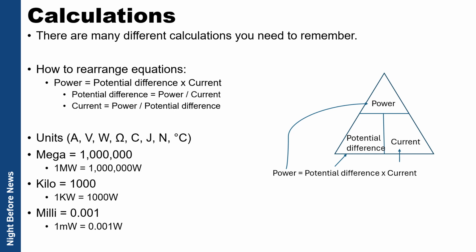And some prefixes to remember when it comes to these units. If it is mega, it is 1,000,000 times greater, so a megawatt would be 1,000,000 watts. If it is kilo, then it's 1,000 times greater, so 1 kilowatt would be 1,000 watts. And milli is actually the opposite way, so milli is 1,000 times smaller, so 0.001 of whatever it is you've got, so 1 milliwatt would be 0.001 watts.